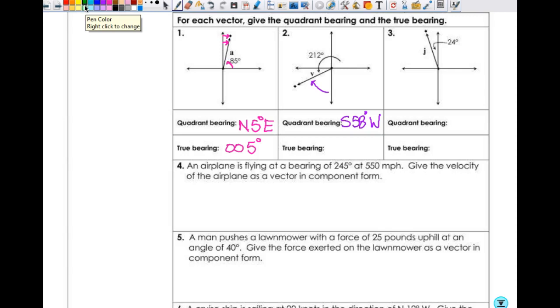All right, so true bearing is going to start here and go this way. It always starts at 0, or it always starts up there at 0. It always goes clockwise, yes. So we just do, 180 plus 58 is going to give us 238 degrees. All right. So you do number 3.